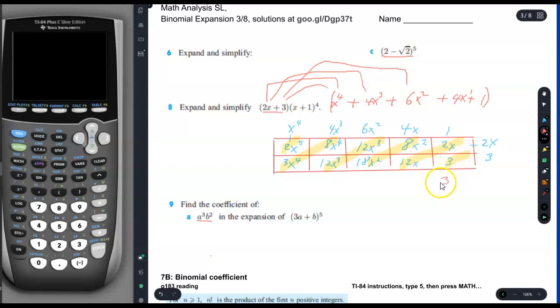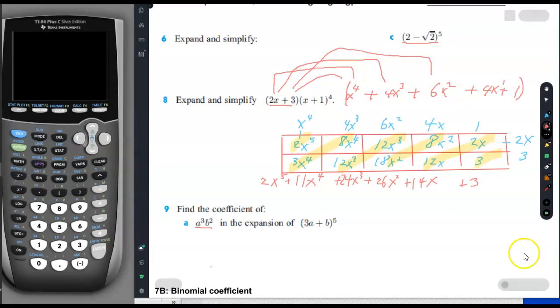There's only a 3 here, so I put the 3. 2x plus 12x is 14x. 8x squared plus 18x squared is 26x squared. 12x cubed plus 12x cubed is 24x cubed. And 8x to the fourth plus 3x to the fourth is 11x to the fourth. Oh, the pencil's getting a little weird. 2x to the fifth, no other like terms, so we just put 2x to the fifth.